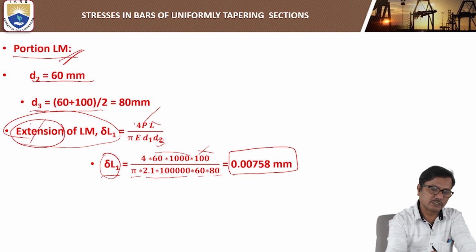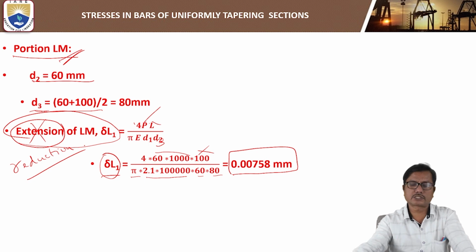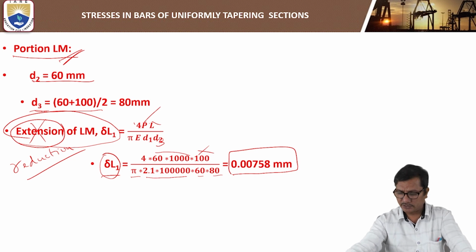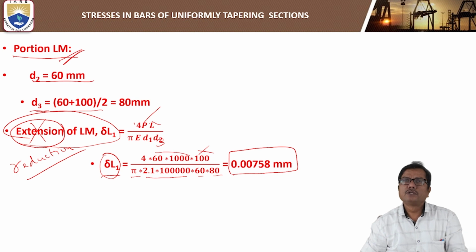So this is the extension of portion LM, not extension actually, reduction, compression. This is not extension. This is reduction in length, because the force is compressive, there will be some decrease in the length. So the reduction in the length of LM, delta L1, is 0.00758 millimeters.